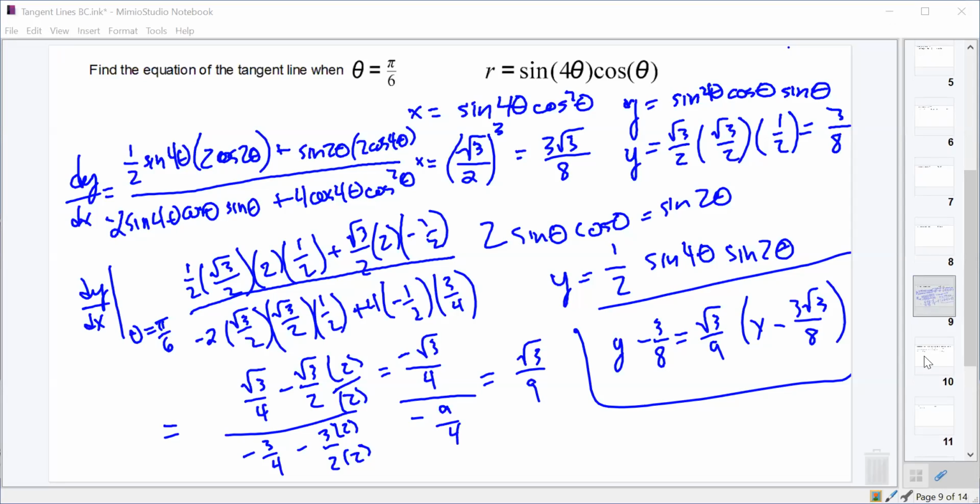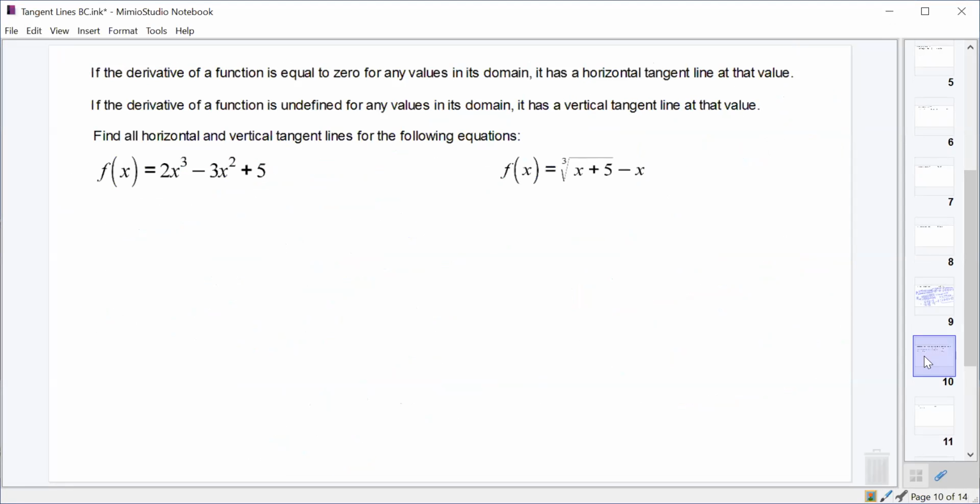Okay, cool. All right, let's specifically talk about horizontal and vertical tangent lines. So we know that if the derivative of a function is equal to 0 for any values in its domain, it should have a horizontal tangent line. And if the derivative of a function is undefined for any of the values in its domain, it should have a vertical tangent line at that value, right? Should be good with that, I hope. Yeah, that's what you learned last year.